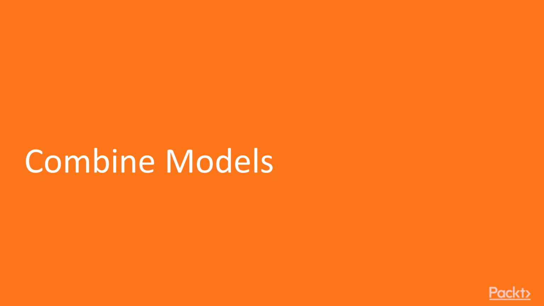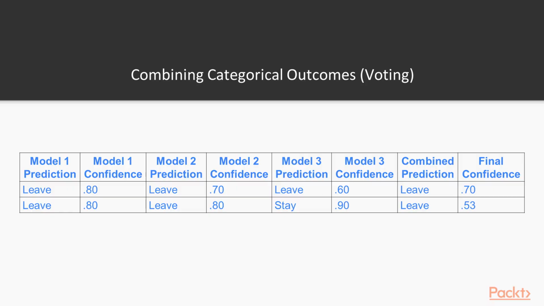In this video, we're going to talk about how to combine models. Now, there are many ways in which you can combine models. We're going to talk about a few of them here in the PowerPoint section. I'll talk about a few more of them in terms of the actual demonstration as well. In this example, we're showing how to combine categorical outcomes, and in this case, we're combining them by voting. So you can see, for example, that we've built 3 models in this example. We have the prediction from each model, and then we have the confidence value from each model as well.